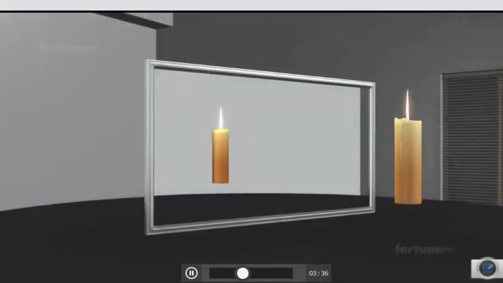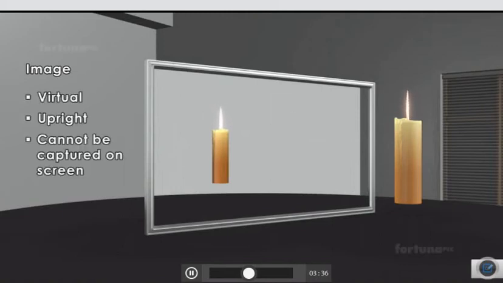If we place a lighted candle in front of a mirror at a distance of x, we will see an image of the candle at a distance of x, seemingly behind the mirror. The image is virtual, will be upright, and cannot be captured on a screen.